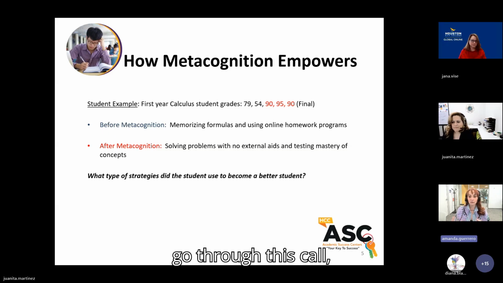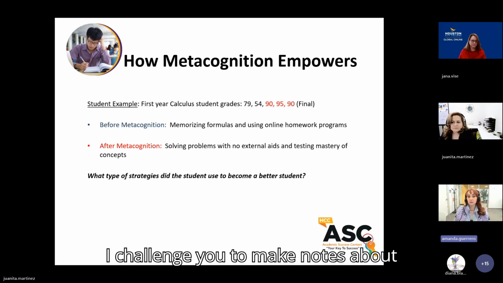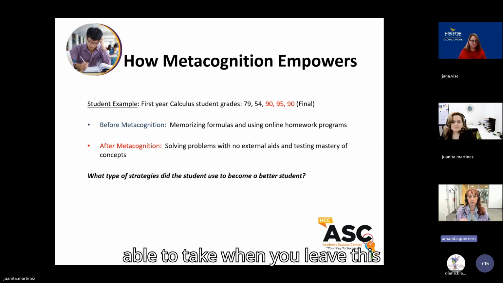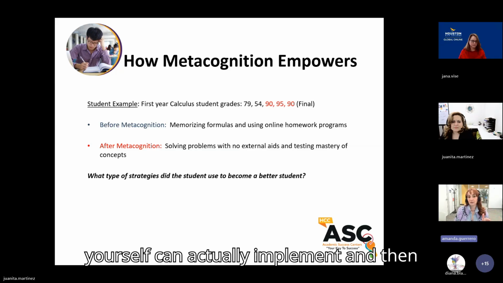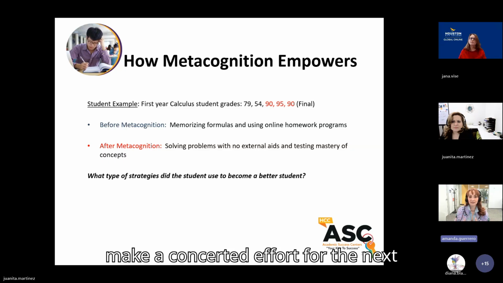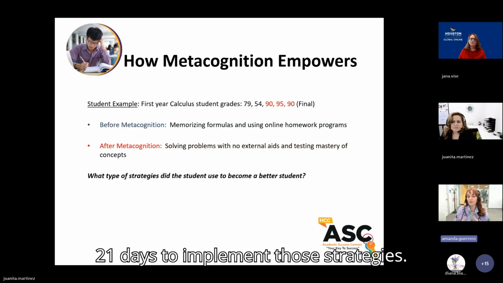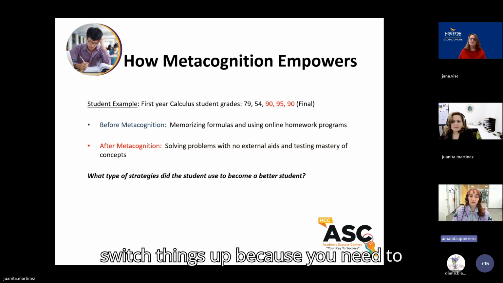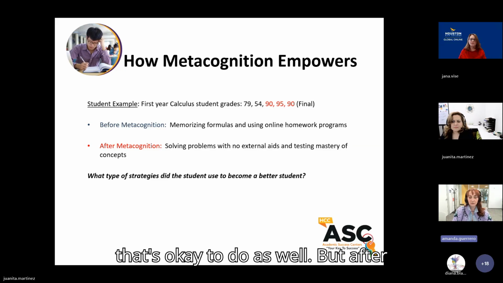So as we go through this call, I challenge you to make notes about practical action steps that you might be able to take when you leave this conference, and that you yourself can actually implement, and then make a concerted effort for the next 21 days to implement those strategies. And then obviously, if you need to switch things up because you need to tweak something, then you know that that's okay to do as well.